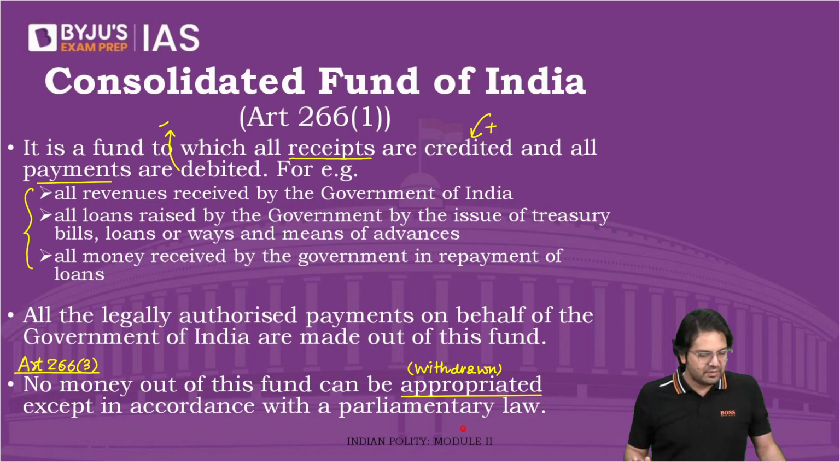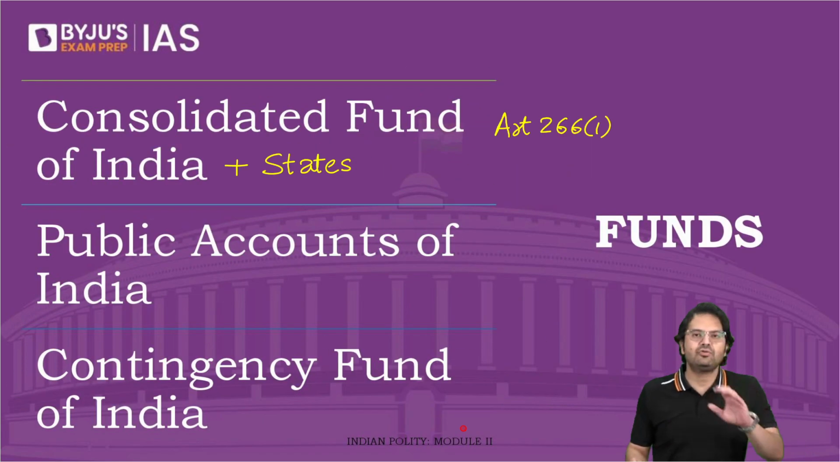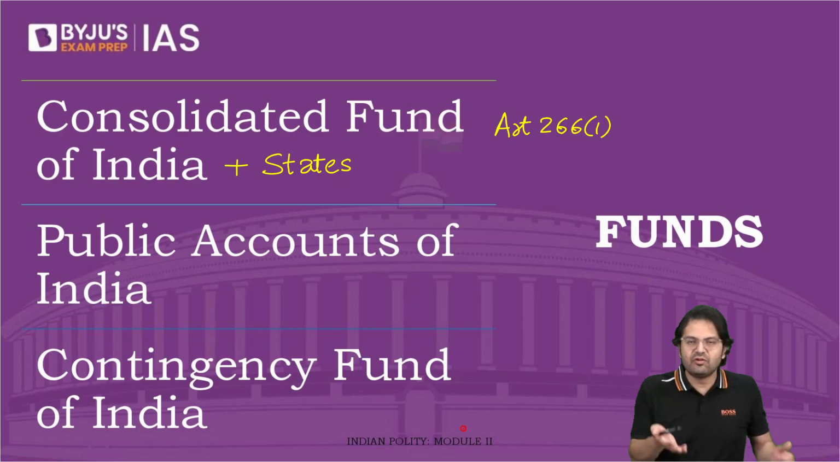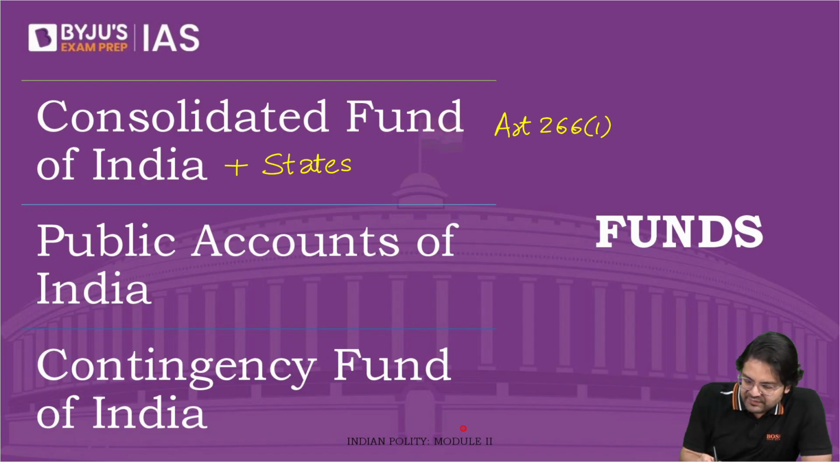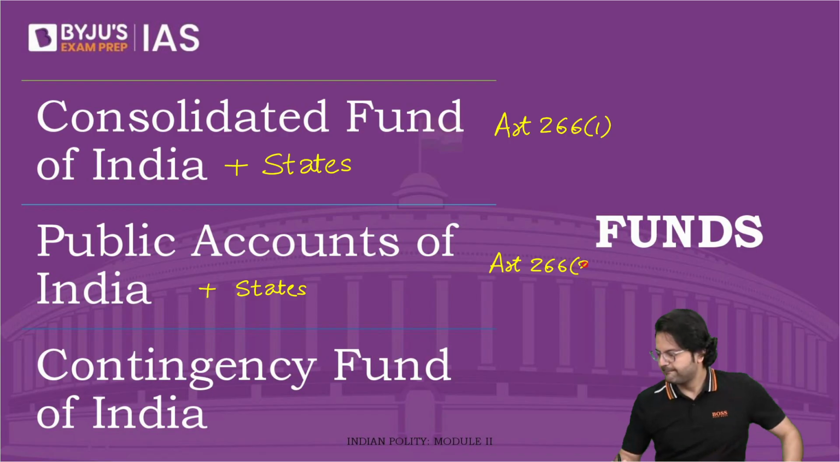Now, the second account is the PAI. What's the name here? Public Accounts of India. As the name suggests, it is the account of people with the government. The same article also gives the public account of states, and this is Article 266, Clause 2.